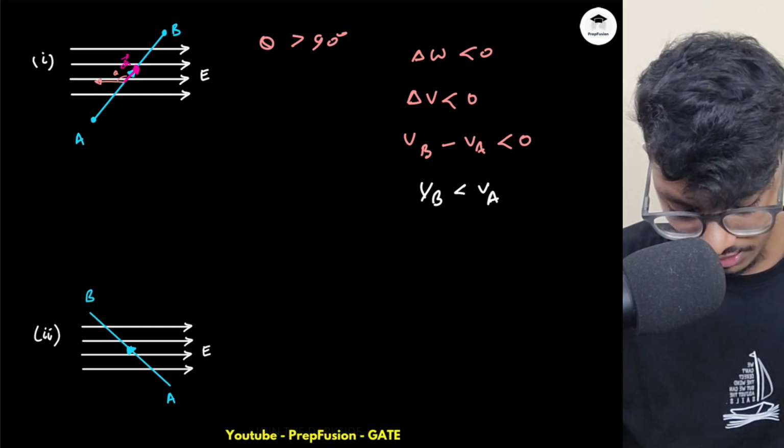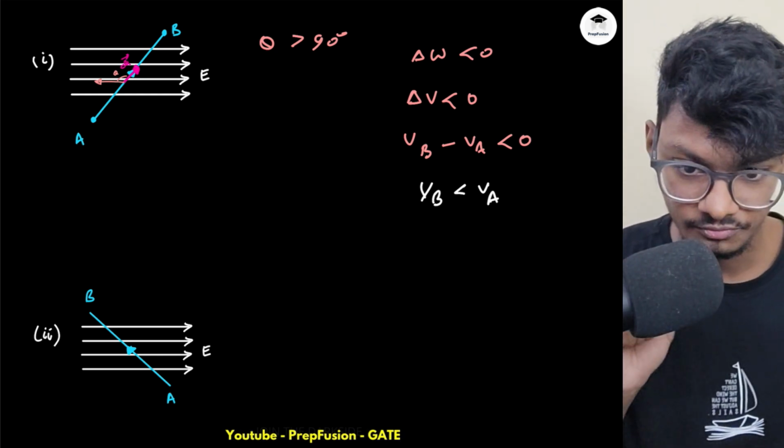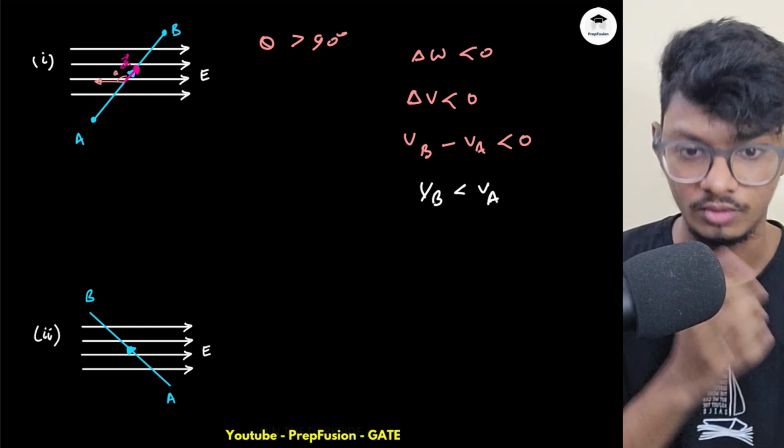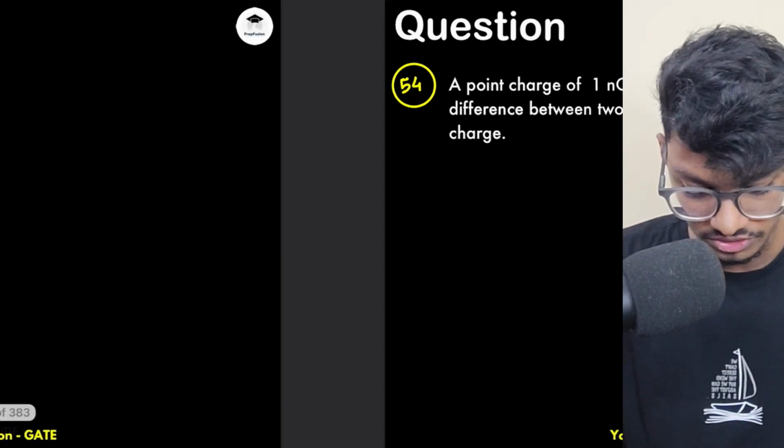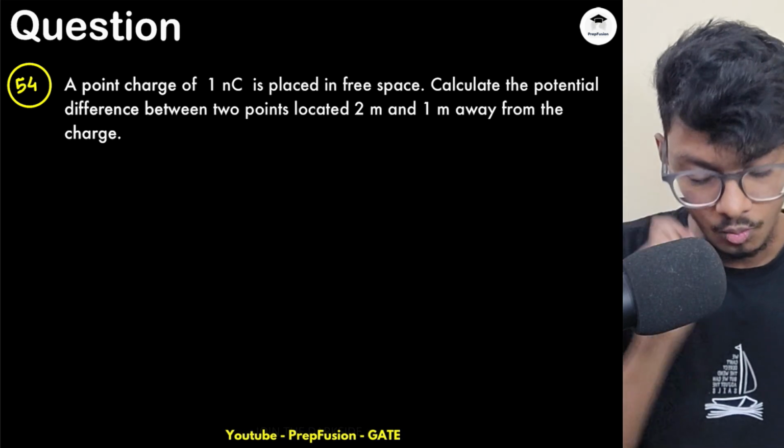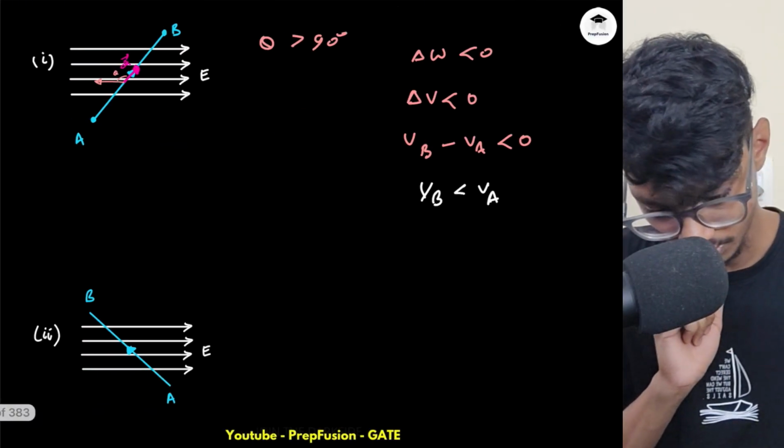The other ones are homework for you. You try to do them and find out the relation between VA and VB. So now we'll do a few questions. This is one question, a point charge of 1 nanocoulomb. I will mark it as homework.